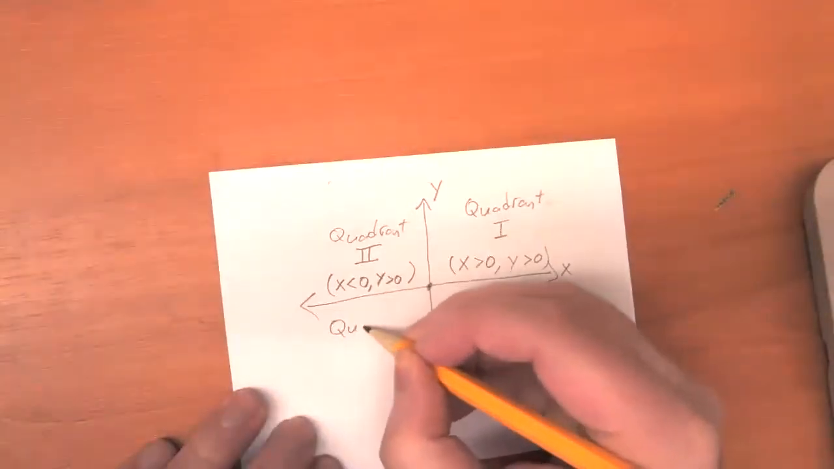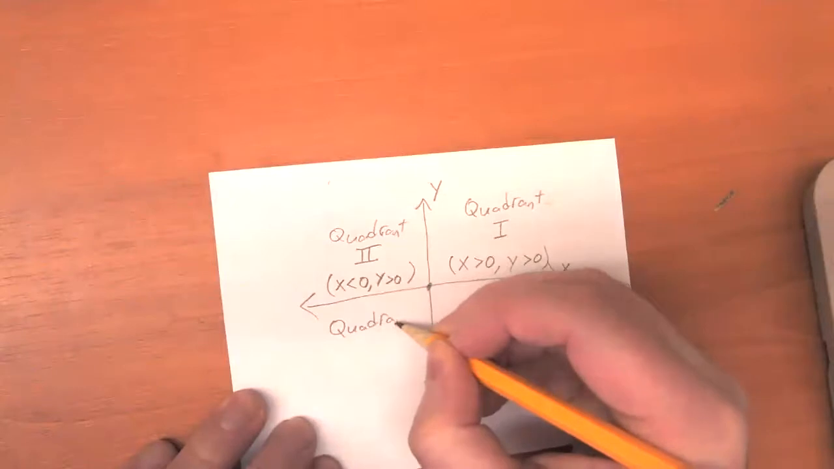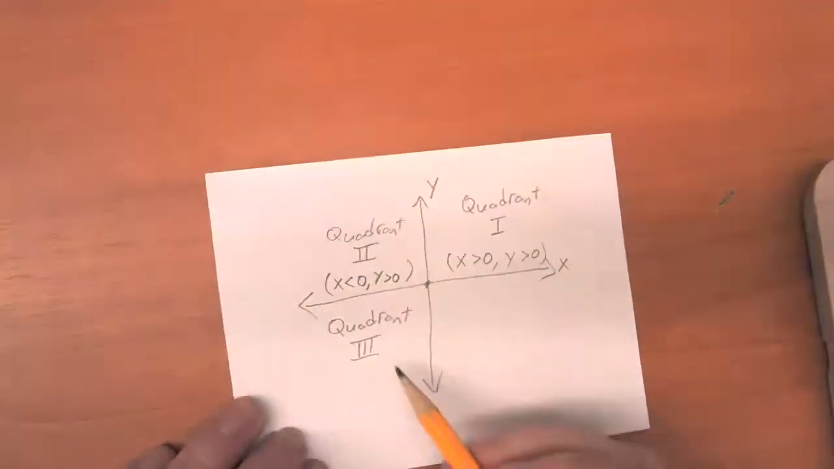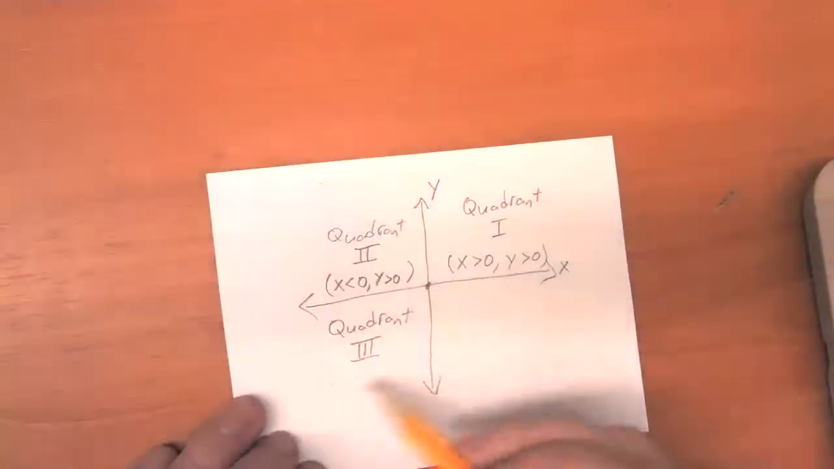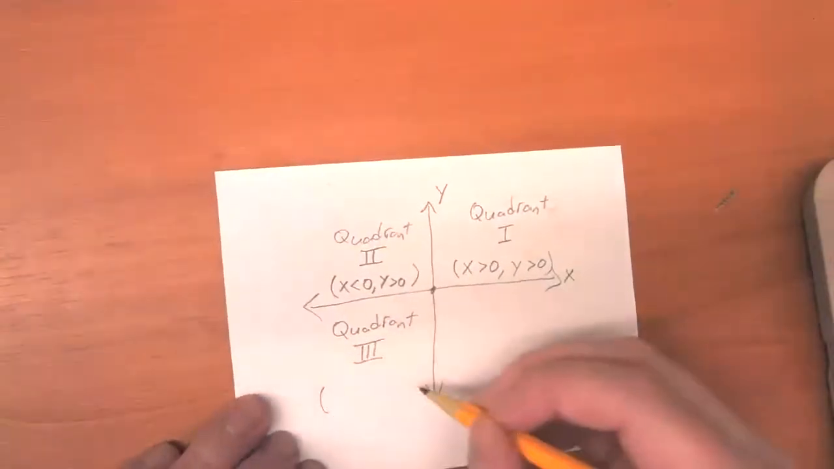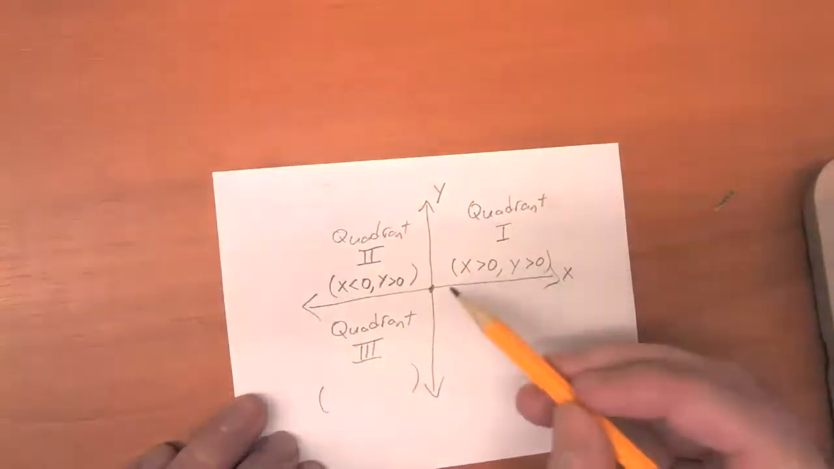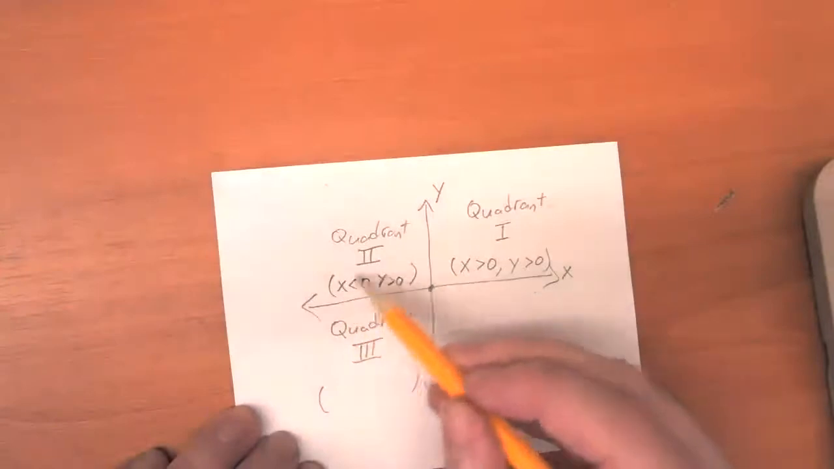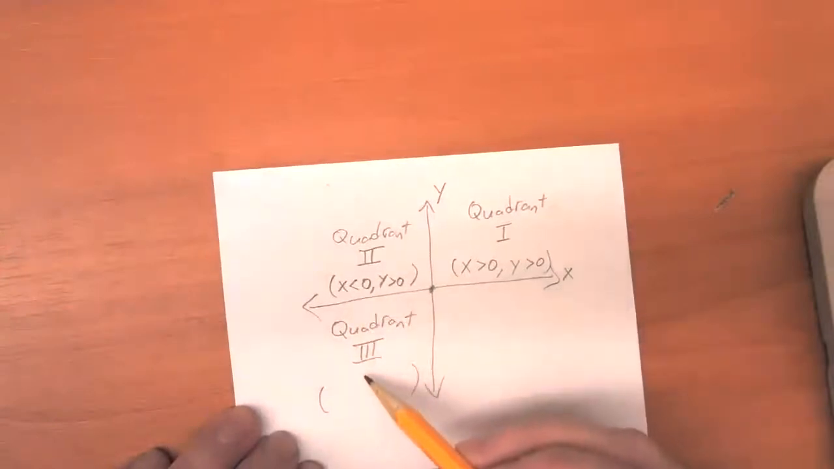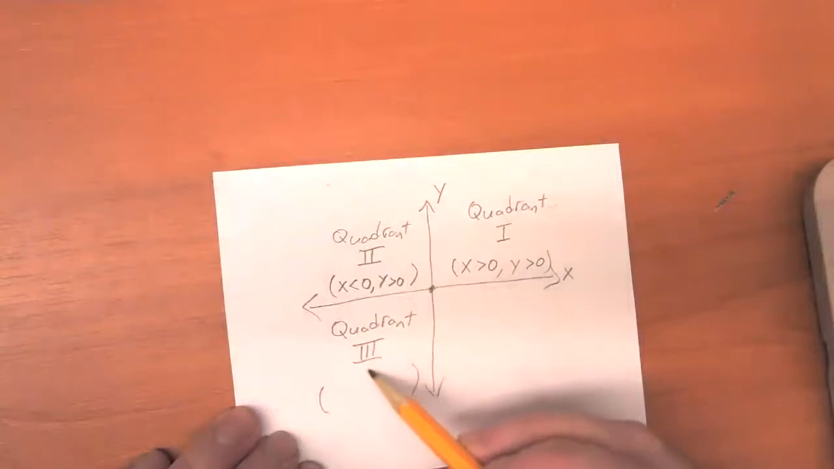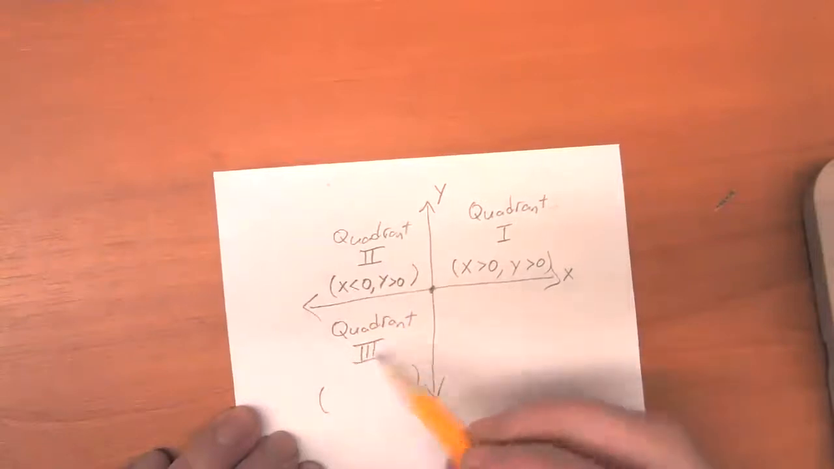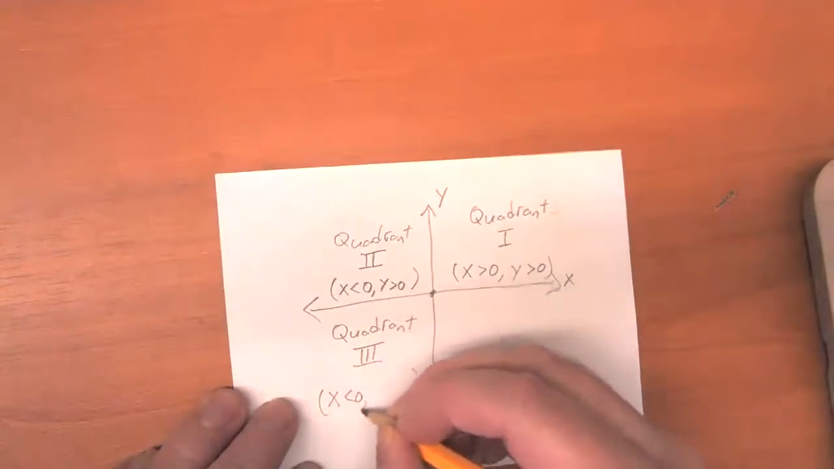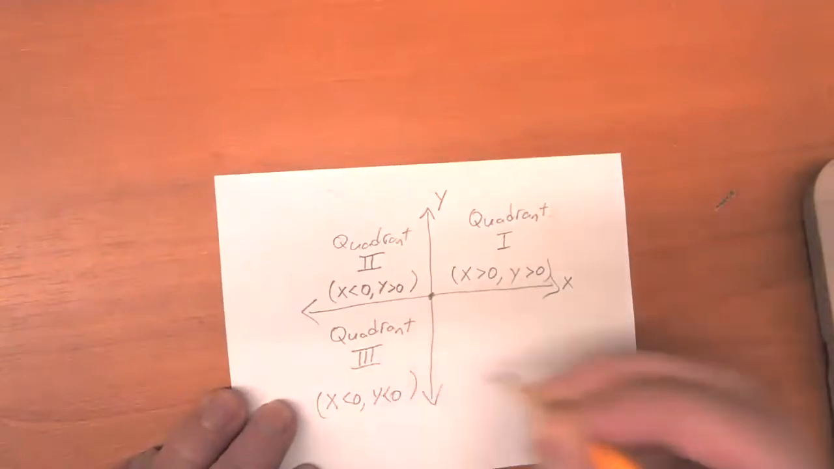Next, moving around in that counterclockwise fashion, we have Quadrant 3. And Quadrant 3 is down here in the lower left corner. So how do the x and y values change here? This time you're using negative numbers along the original number line, and you're also using negative numbers on the y-axis to get down to the third quadrant. So in the third quadrant, x is less than 0 and y is less than 0.